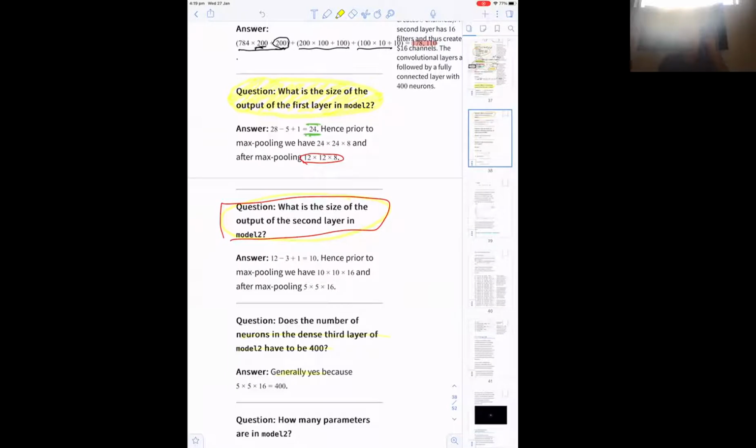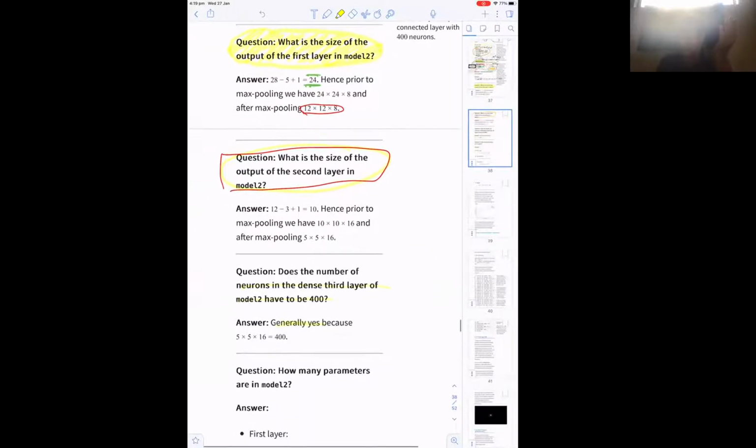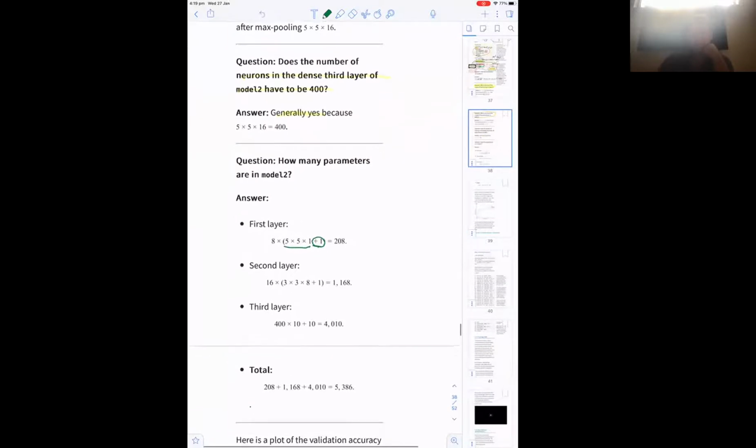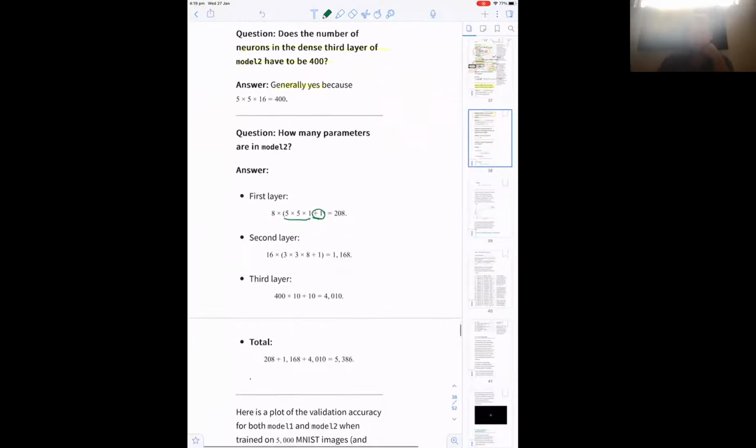Okay, so we spoke about layer sizes. Now let's speak about parameters. So first layer was 5 by 5 convolutions, so 5 by 5 filters, but not 5 by 5 by 1 filters. Okay, so we do 5 by 5 by 1 filters. But for each filter, we also get this +1. What's this +1 here? If nobody else is answering, it's you. Yep, it's a bias. Thank you.